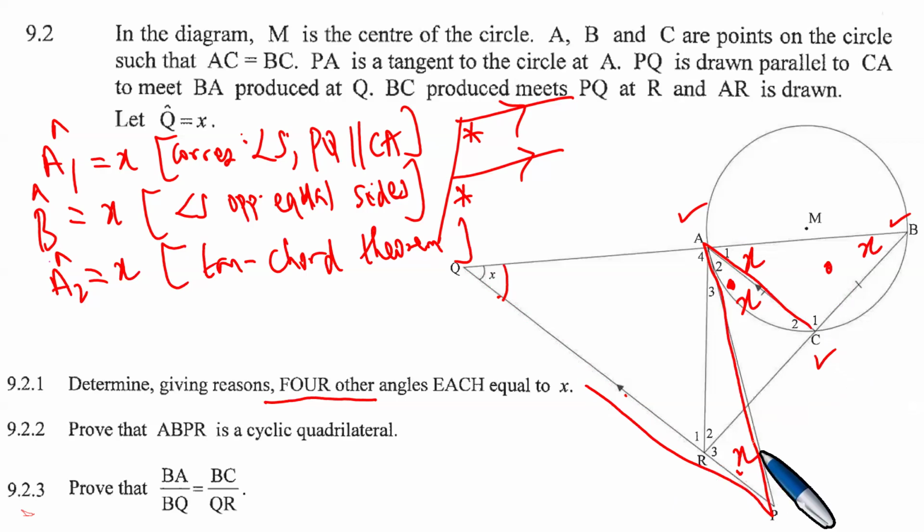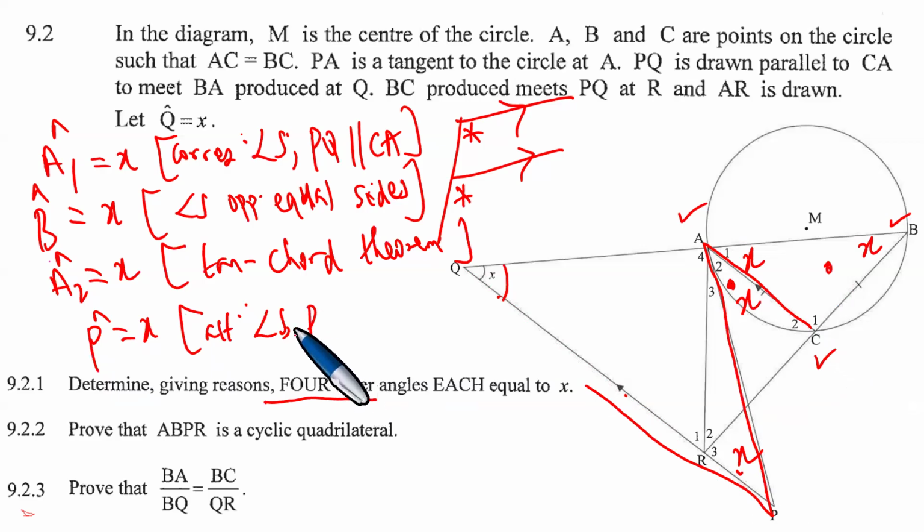Because we go back to grade 10. These angles are alternate. So which means that the angle P is x. Why would this be the case? These are alternate angles. Why alternate? Because PQ is parallel to what? Is parallel to CA. Good. PQ is parallel to CA. Any question?